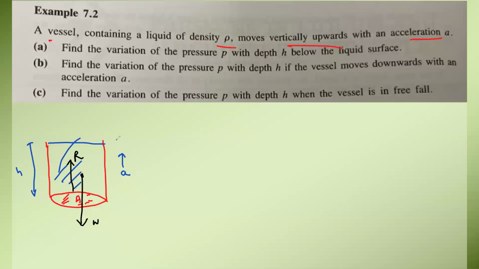Now, as I mentioned, it is accelerating upward. So if it is accelerating upward, which force should be greater, R or W? It is going up, accelerating up. Which force should be greater? That's right, R should be greater. So I will write R minus weight must be equal to MA. Is it clear why I wrote MA? Because it is accelerating upward, so there must be a resultant force. So R minus W is equal to MA, or I can say R is equal to W plus MA.